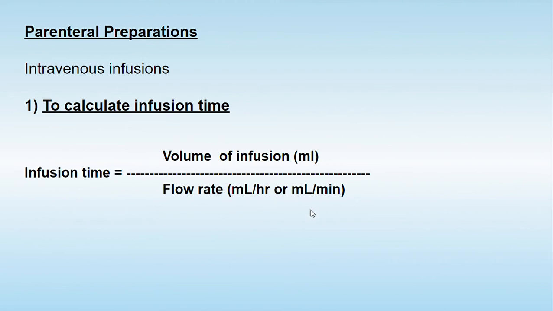Let's take one example. If a person is to be administered 500 ml of Ringer's lactate or the simple sodium chloride solution, and it is to be completed within 2 hours, so that is 500 ml divided by the flow rate. At what rate will I give it? I will generally give it at the rate of 250 ml per hour, so I will complete the infusion within the 2 hours.